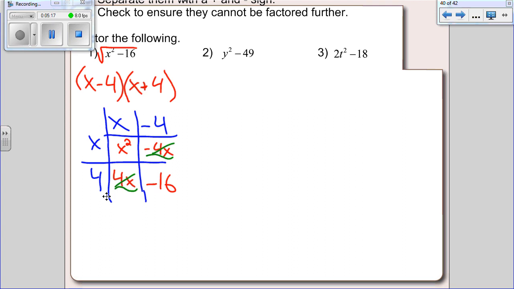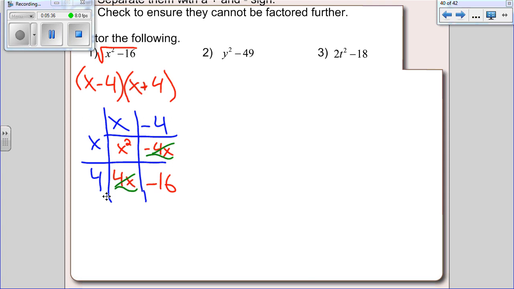Before you start doing difference of squares, make sure you actually have a difference of squares. Okay? So that means you have to have a subtraction sign somewhere. We do. It also means that you have to have terms that you can actually square root. I can square root y squared. I can square root 49. That is a difference of squares.